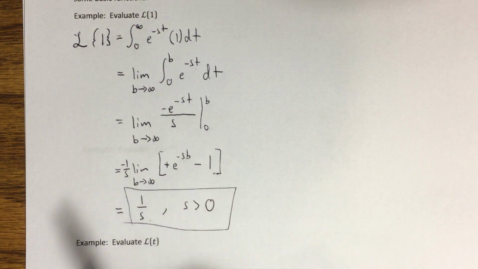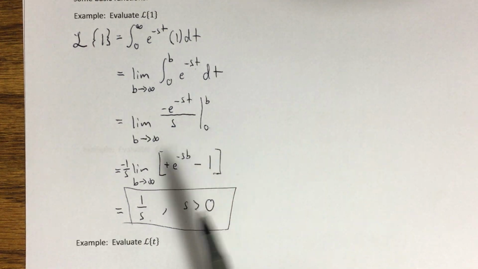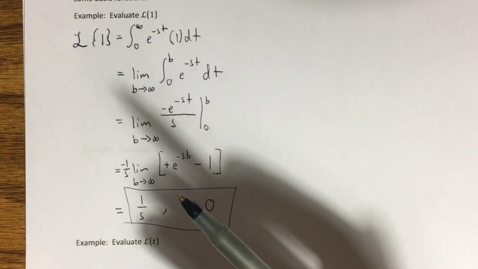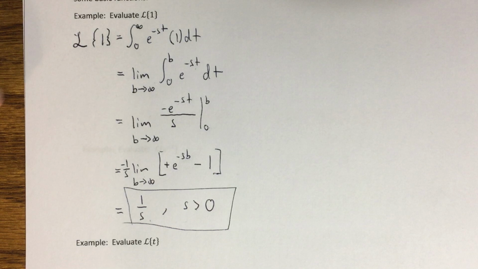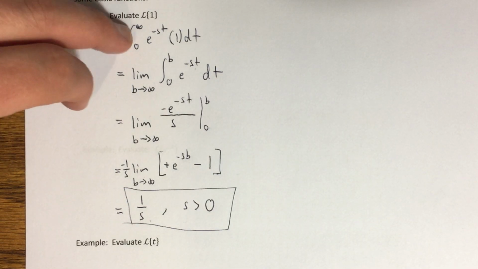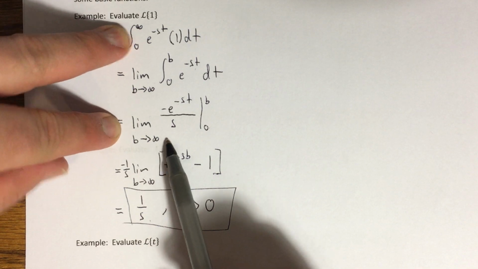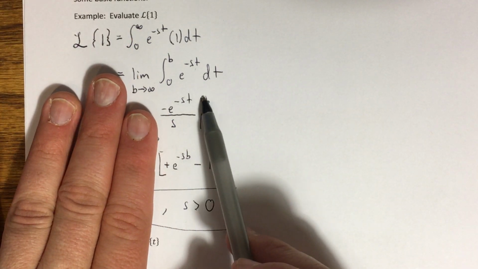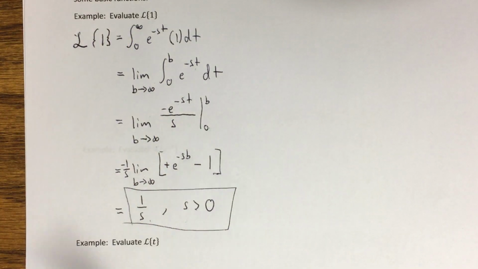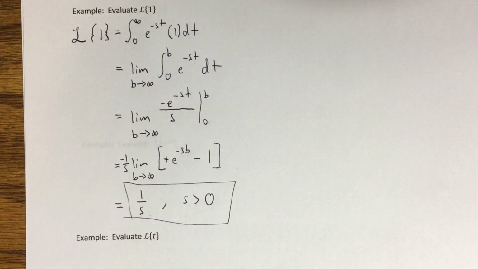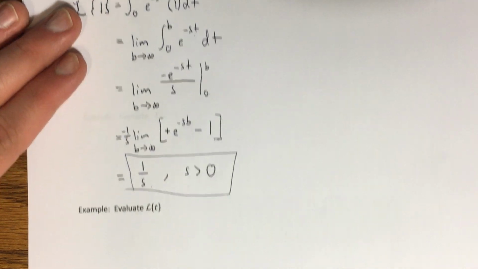Even though this limit is involved the entire time, I'm not going to be writing that limit every time. In fact, I'm going to be jumping straight from this step to this step, but instead of writing limit as b goes to infinity, I'm going to remove that limit and just keep an infinity here. In the back of our minds, we're interpreting that as a limit. We're not actually thinking of that as plugging infinity into something.